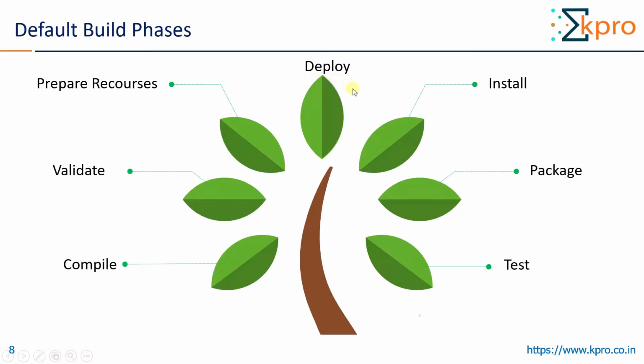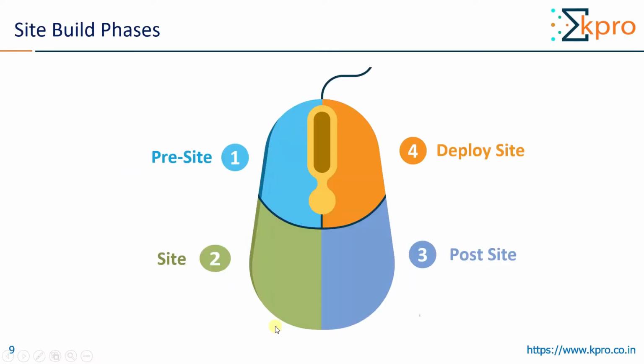Finally, if deploy is mentioned and the settings are configured to deploy in the remote location, Maven will try to deploy that build in the remote location. The next build lifecycle is site. As part of this, Maven will create interdependency documents and whatever description is provided for the build. It contains four phases: pre-site, site, post-site, and deploy site.